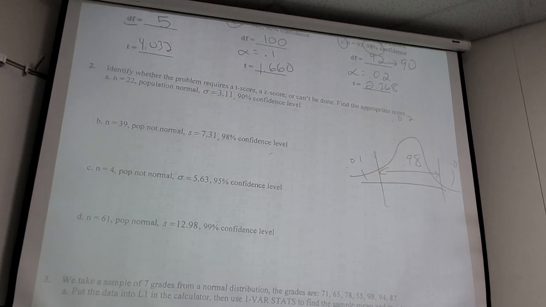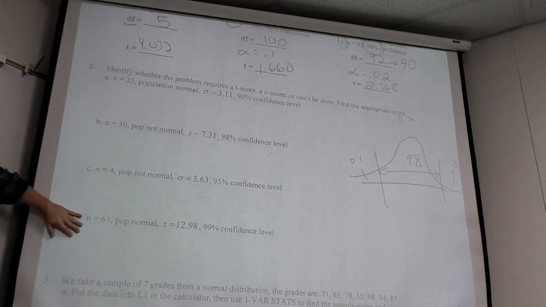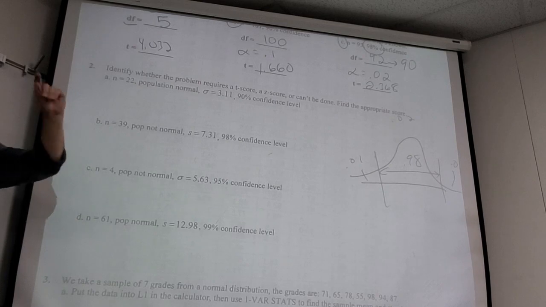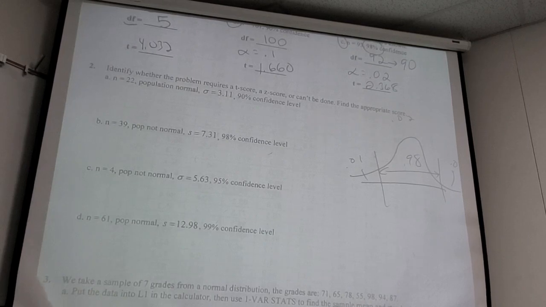So, these 4 problems, when am I going to have to use a t-score? When you only have s, not sigma. When can I use a z-score? If I know sigma. Now listen, this is huge. There are some problems in the homework that give you both sigma and s. Which one do you use?